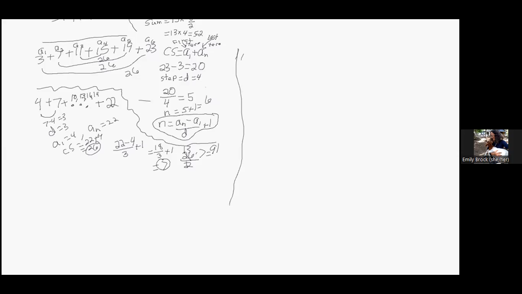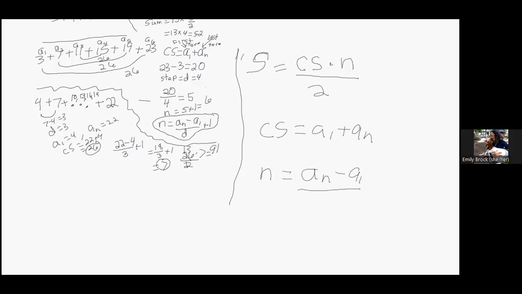Okay, so to summarize, the sum, which I will notate with S sub n, is the common sum times the number of terms divided by 2. Divided by 2 because it takes 2 terms to make the common sum. The common sum is the first term plus the last term. The number of terms is the last term minus the first term divided by the common difference, plus 1.